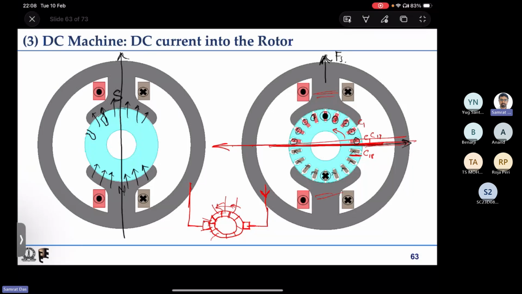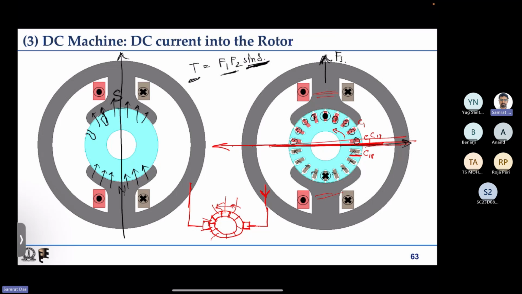So we have discussed that torque is basically F1 into F2 into sine of delta, where delta is the angle between the two magnetic fields. In order to maximize torque for two given field magnitudes, we have to maximize sine delta, which is 1 when delta is 90 degrees. And if delta is 0, then sine delta is 0, so that means the two magnetic fields are aligned. That means there is no torque production.